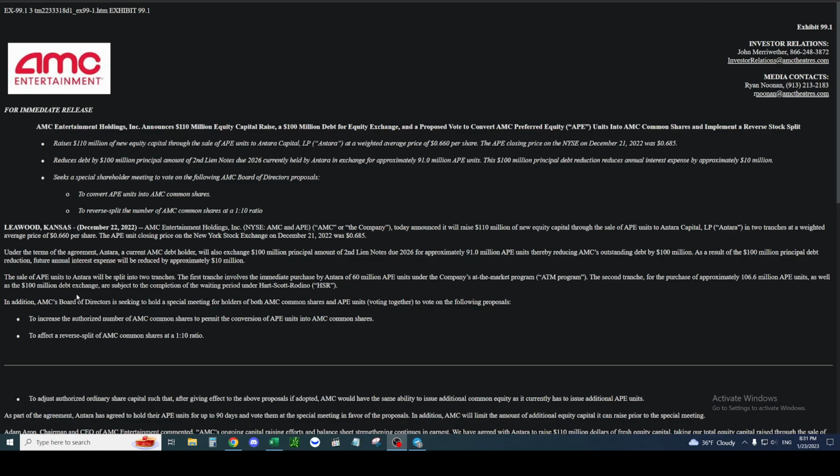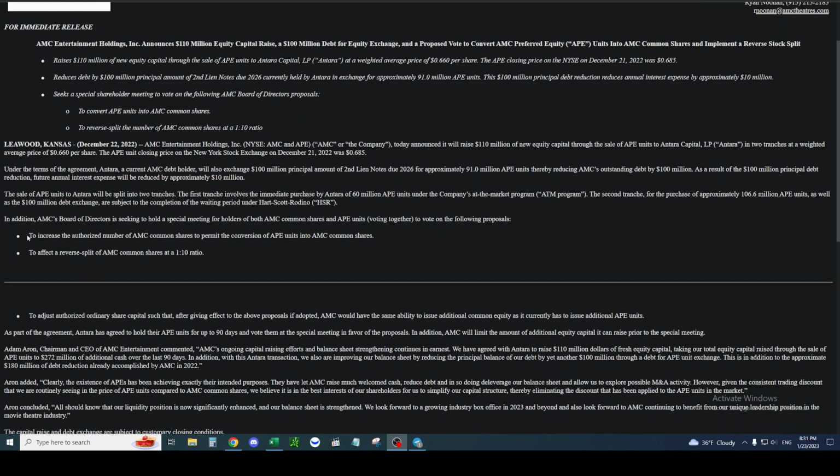bring up. The first thing is they're going to vote to increase the authorized number of AMC common shares to permit the conversion of APE units into AMC common shares. So, first proposal, you need to allow for more AMC shares to be authorized so that when you vote for the combination of AMC and APE, there are enough AMC shares that exist so that it can be done.